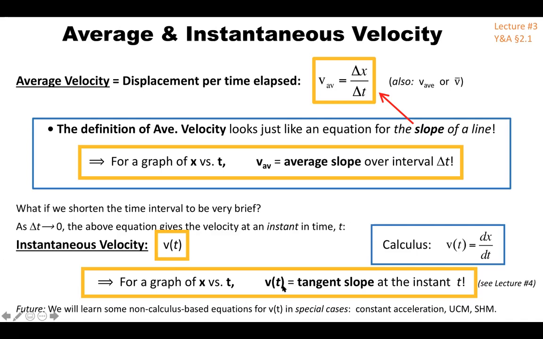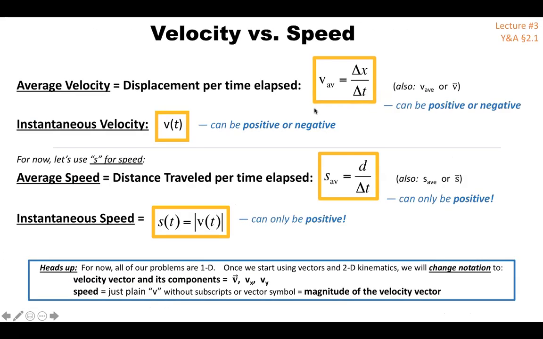We will learn some formulas for instantaneous velocity for objects in special cases. So there will be some special cases of an object moving with a constant acceleration, for example, or uniform circular motion or simple harmonic motion, where we'll learn formulas for the instantaneous velocity. But in general, we won't have a way to find this without calculus. It requires calculus to find it in general. So in general, for this class, the only formula we can quote unquote know is average velocity.